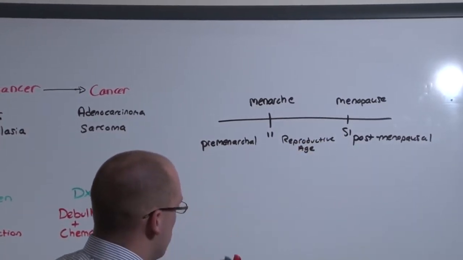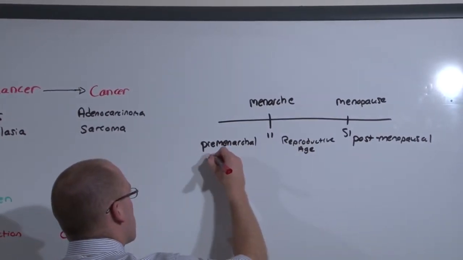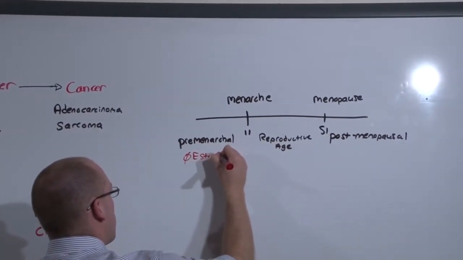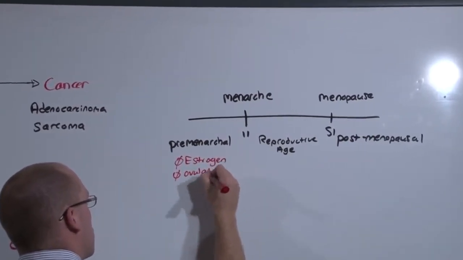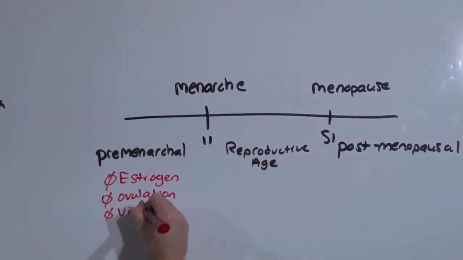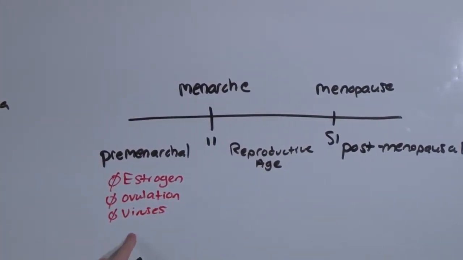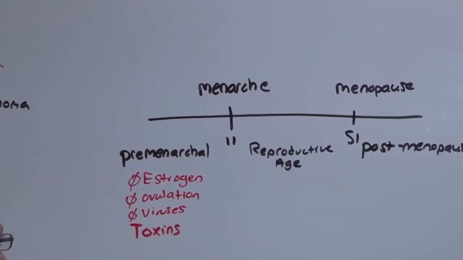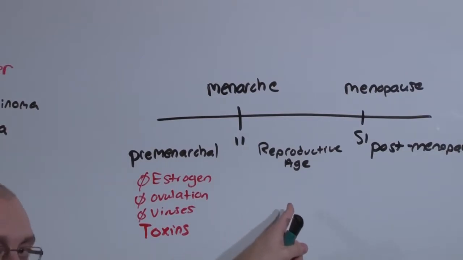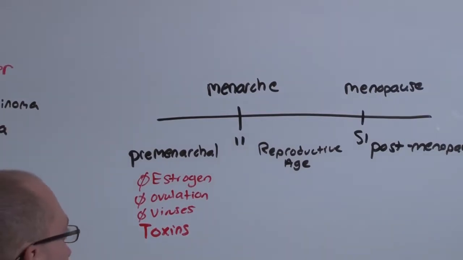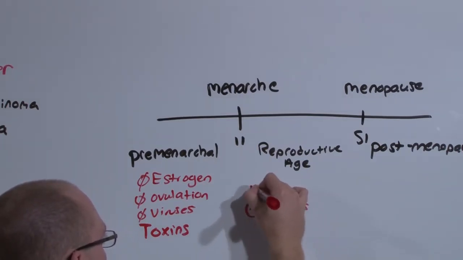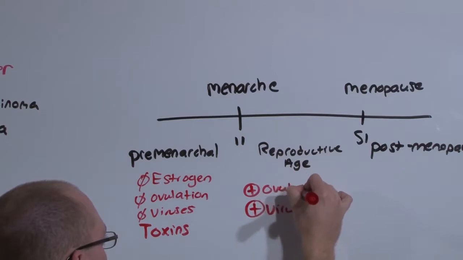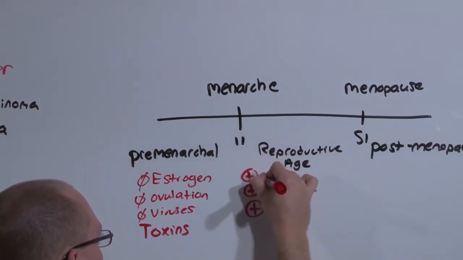Because in the premenarchal phase, there's no estrogen. There's no ovulation. She's not sexually active, so there's no exposure to STDs and viruses. The only thing that can cause cancer in a premenarchal girl are toxins. By contrast, once she enters reproductive age, she starts having sex, so she becomes exposed to viruses. She begins to ovulate. And those ovaries begin to produce estrogen.